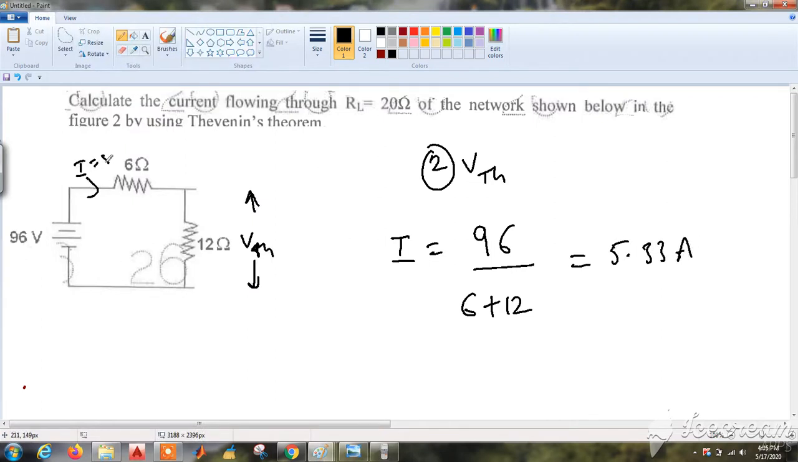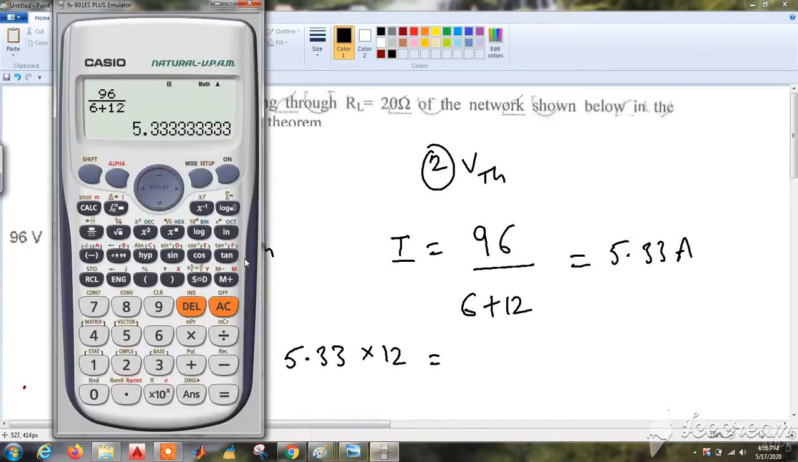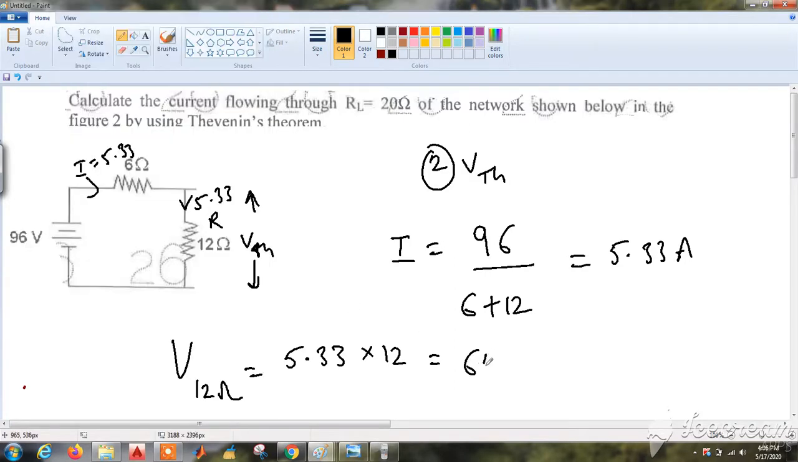So 5.33 amperes is flowing through this circuit, and the voltage across the 12 ohm resistor is, you know that R is given, I we have also found out, 5.33. So V is equal to I into R. Therefore 5.33 into 12, which will give us 64 volts. So 64 volts is our VTh.